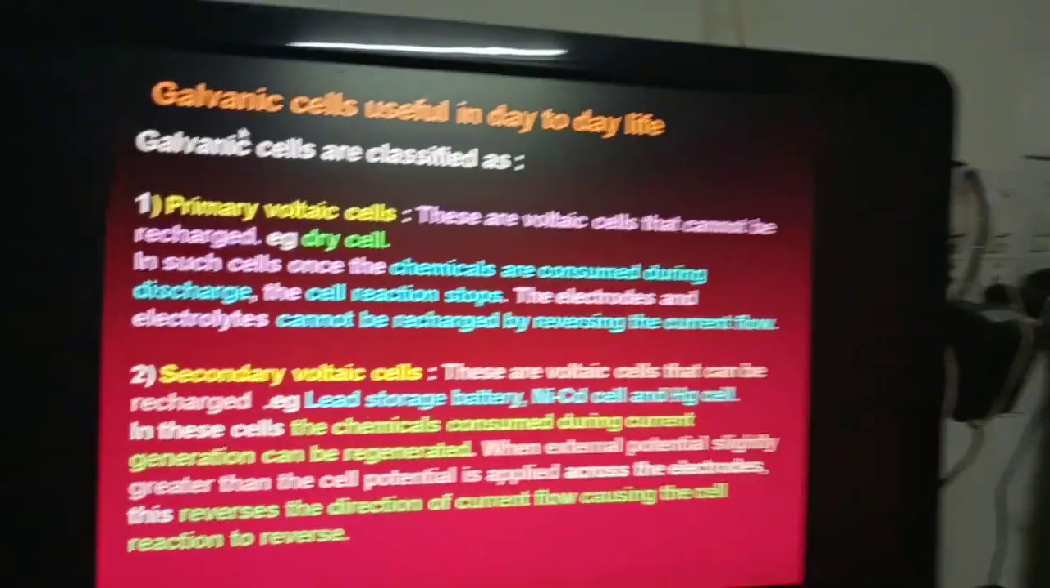Now let us study about few galvanic cells that are to be used in day-to-day life. Galvanic cells are classified as primary voltaic cells and secondary voltaic cells. The primary voltaic cells are those cells that cannot be recharged, whereas secondary voltaic cells are those type of voltaic cells that can be recharged. Now let us study about these cells.